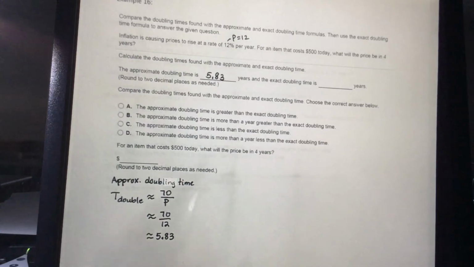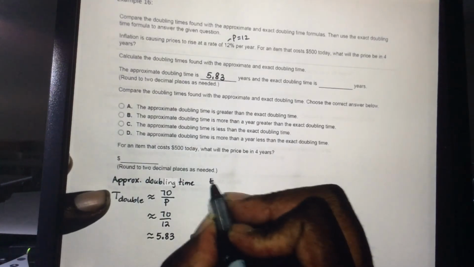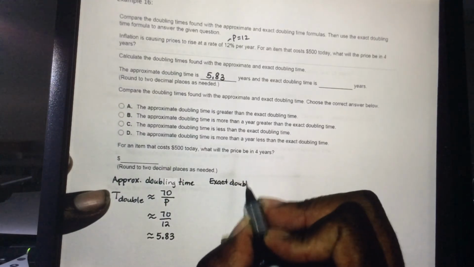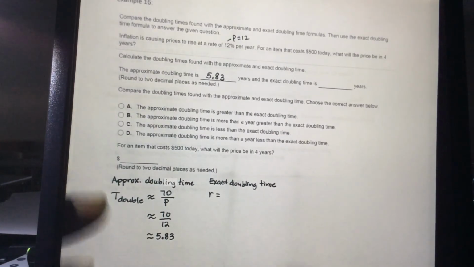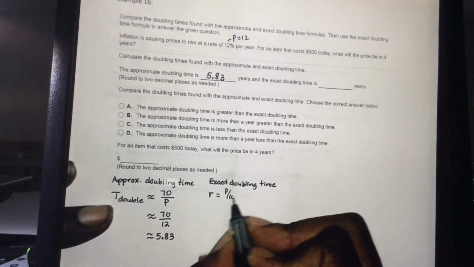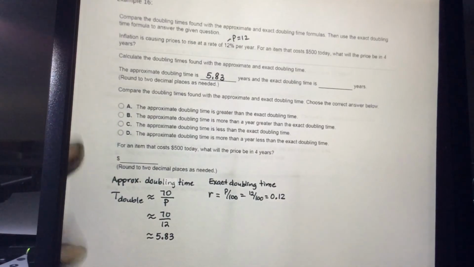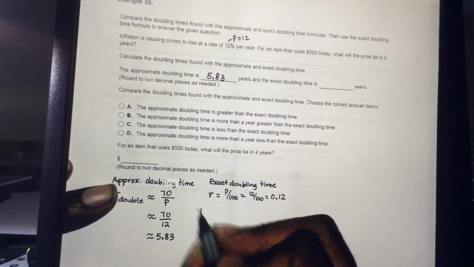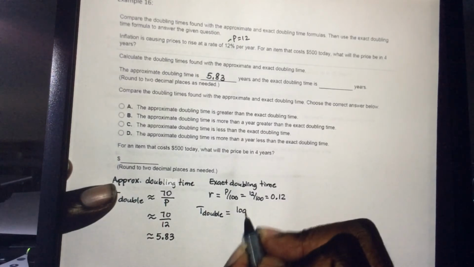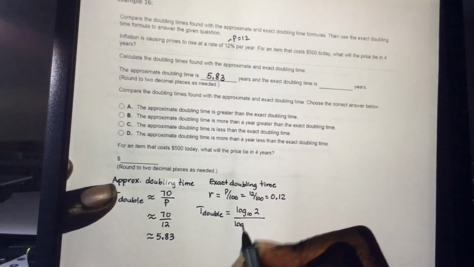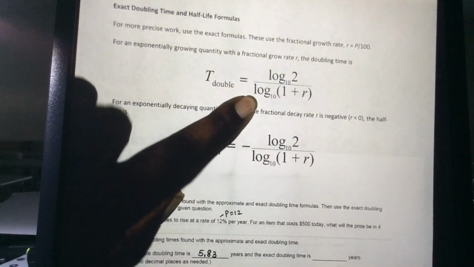And then the other part will be the exact doubling time. That's where we use that T sub double formula here. That means R is going to be, in this case, P divided by 100, and it's going to be that 12 divided by 100, which will be 0.12 if you do that on the calculator. So here's your T sub double formula for the exact doubling time. That's log to the base 10 of 2 divided by log to the base 10 of the quantity 1 plus R. Now that comes from this exact doubling time formula up here at the top, as you can see.